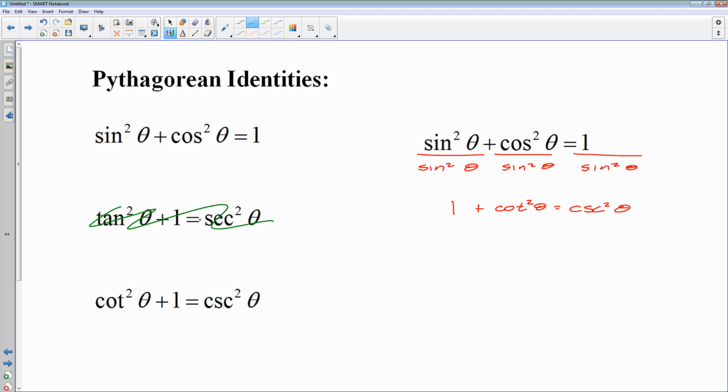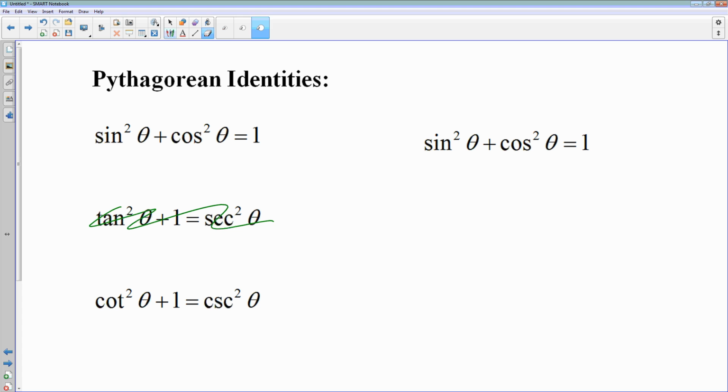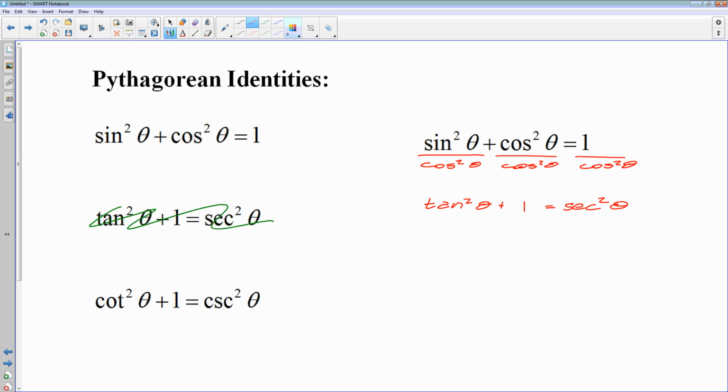We could generate this one, the tangent squared plus 1 identity, the exact same way. Except instead of dividing by sine squared, I could divide everything by cosine squared. So divide every single thing by cosine squared. And if I do that, sine over cosine is tangent, except it's all squared. Cosine over cosine is 1, equals 1 over cosine is secant, except the cosine was squared. And that gives us this identity. So if you only can remember sine squared plus cosine squared equals 1, you could generate the other two by dividing everything by either sine squared or cosine squared.